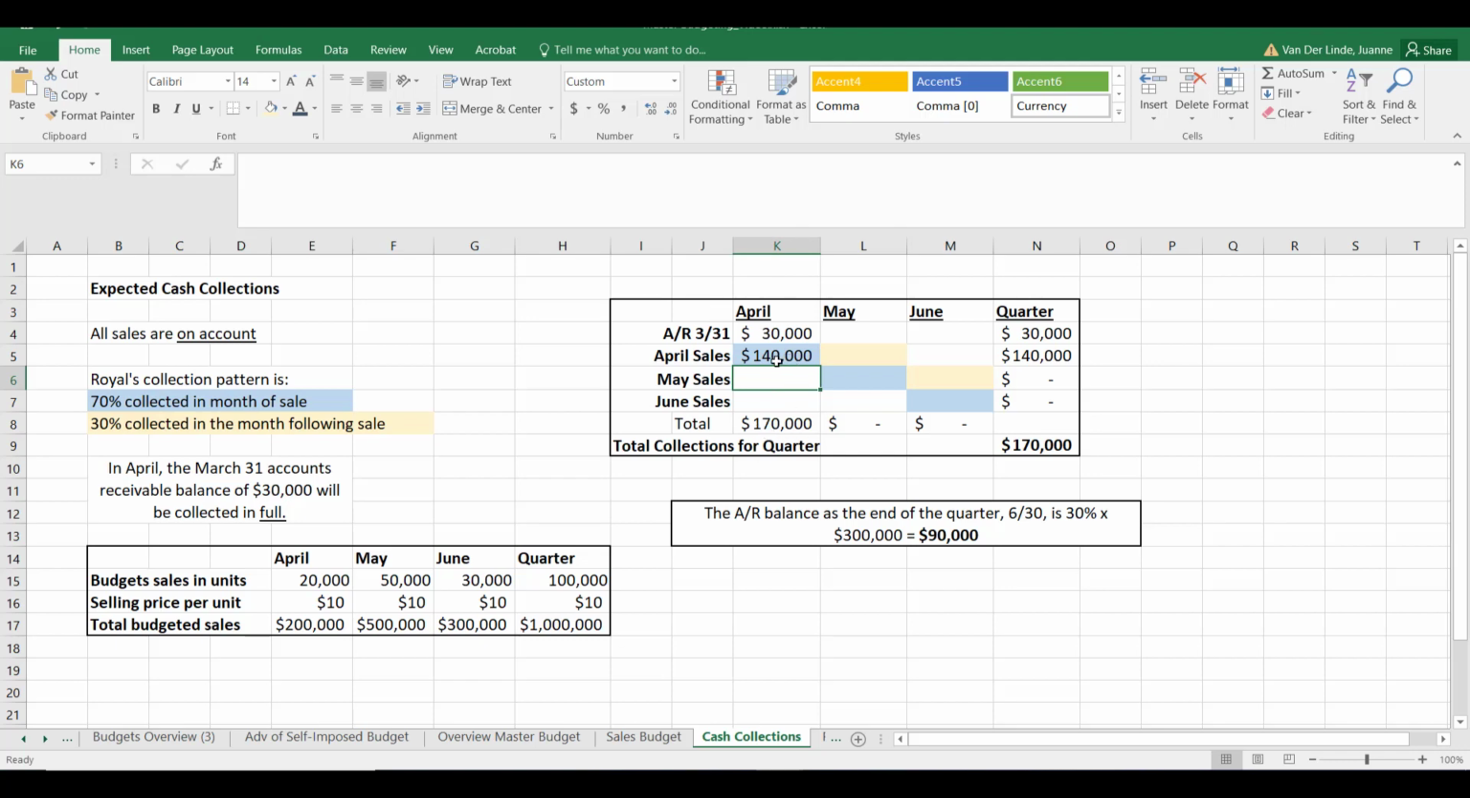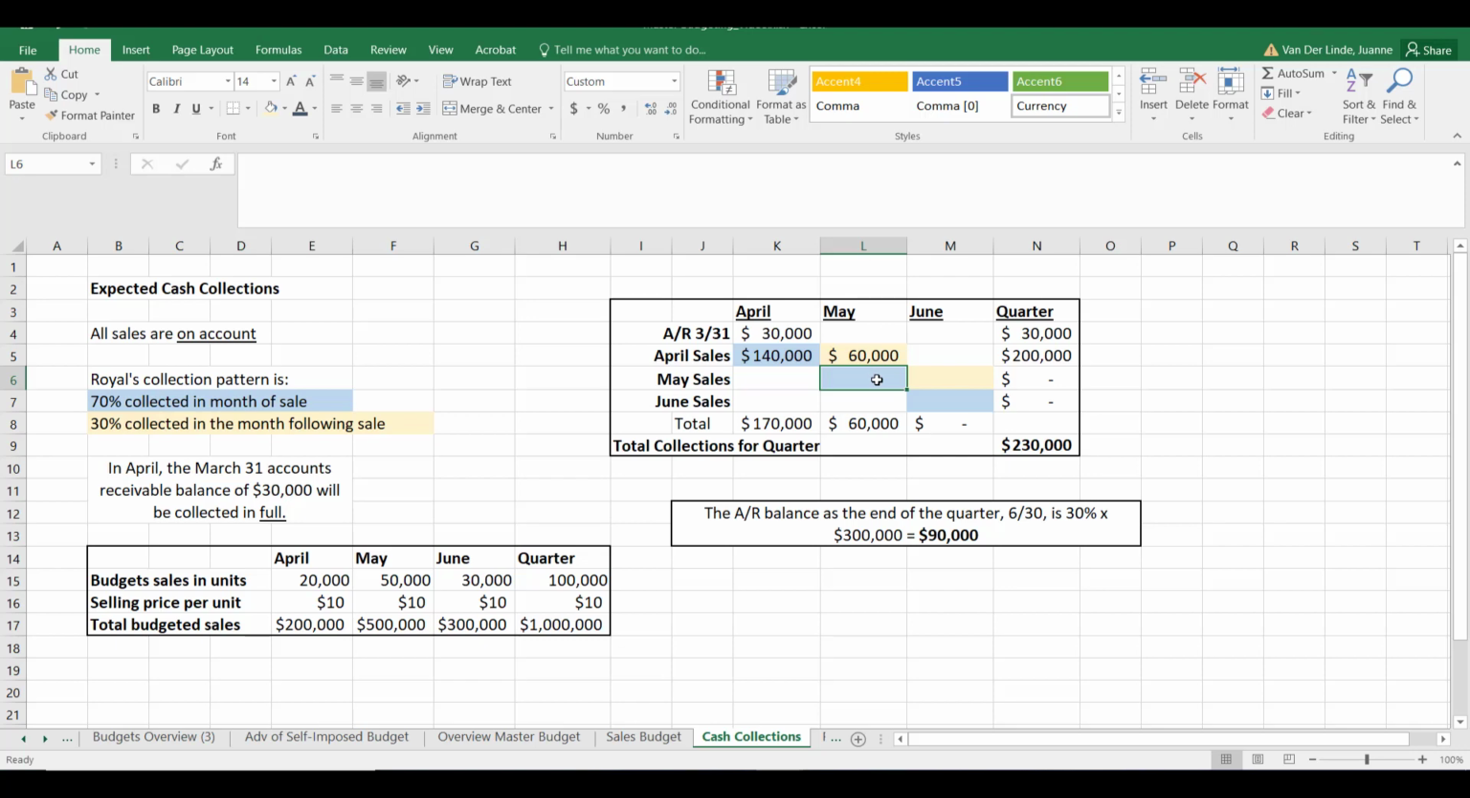Now, if 70% of April's sales are expected to be collected in April, remember 30% is expected to be collected in the following month. So 30% of that $200,000 we estimate we will collect in May. So we will take 30% times that $200,000 budgeted sales from April. So we estimate that of the $200,000 of April sales, $60,000 of it will be collected in May. So by the time we hit the end of May, all of April's credit sales are estimated to be collected.